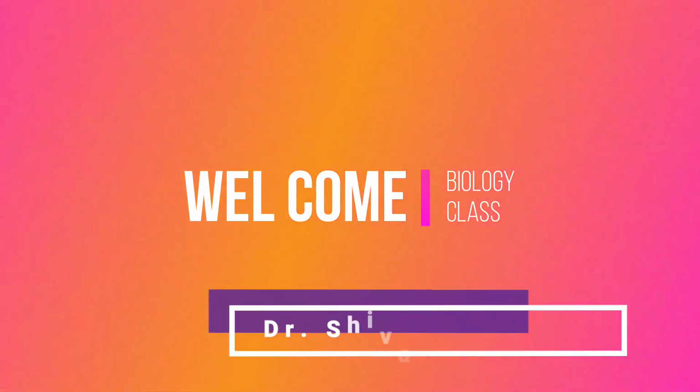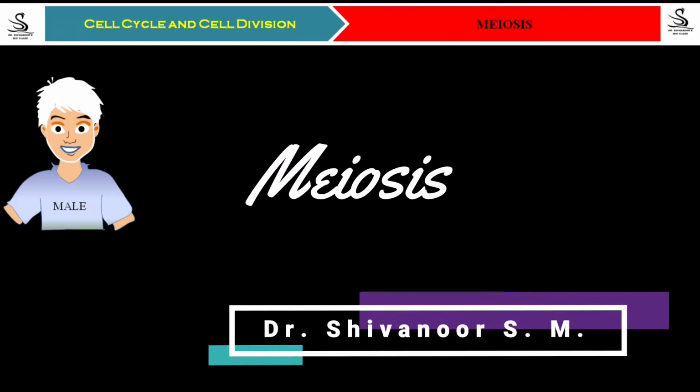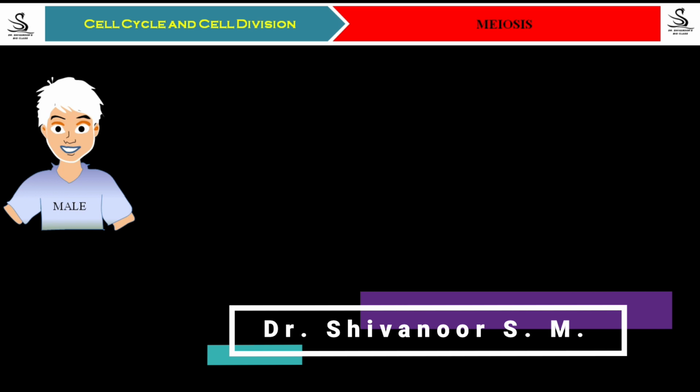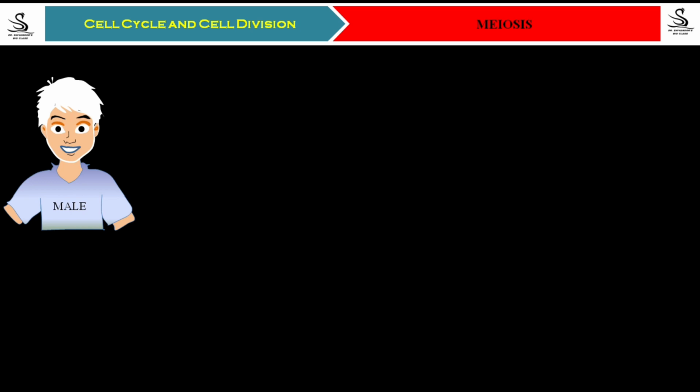In this class we are going to understand meiosis, because before understanding meiosis you are not properly able to understand how spermatogenesis occurs and how oogenesis occurs. Those things cannot be properly understood if you don't know about meiosis. Therefore, we'll first understand meiosis in this class today.